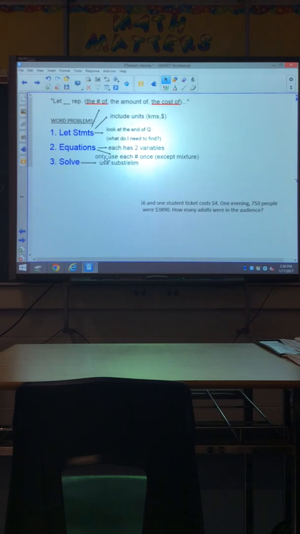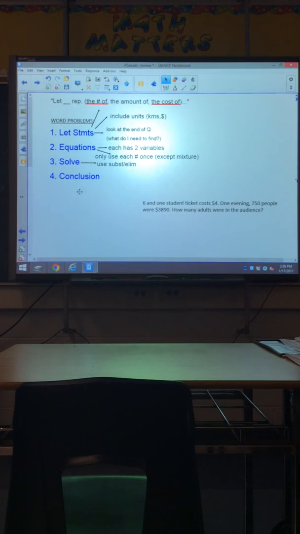Substitution is not always easier, right? We use substitution if there's an x equals or y equals equation, for example, an equation about cost. We use elimination if we are looking at so many adult tickets plus so many student tickets equals a number, right? The x's and the y's are together. You have to learn both.